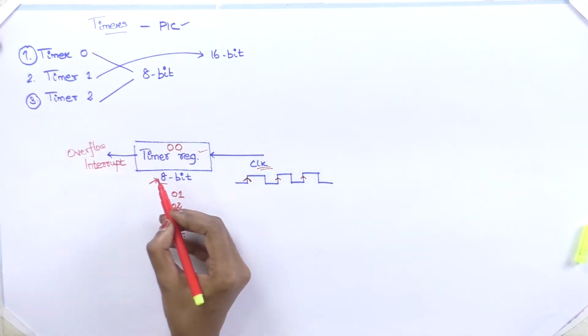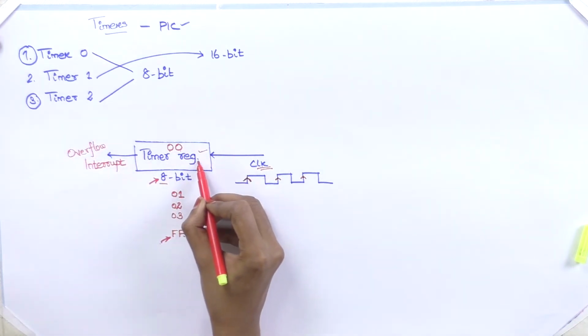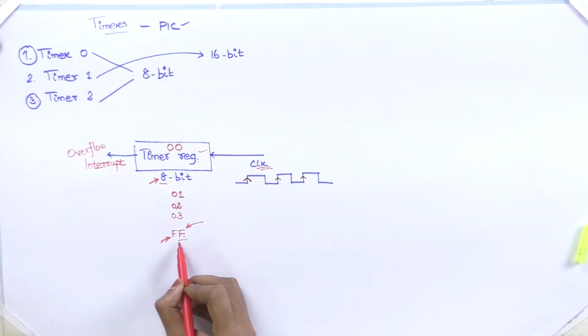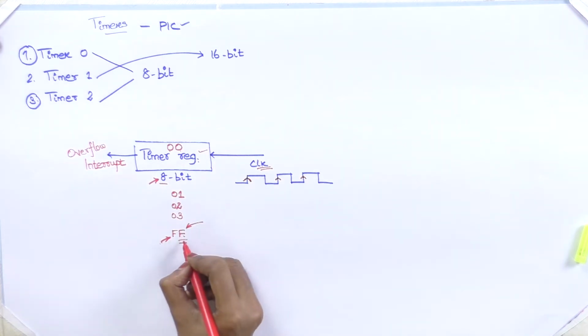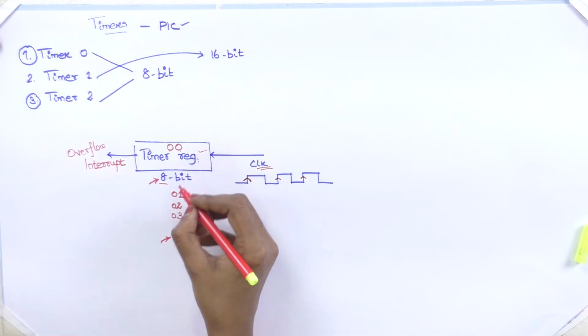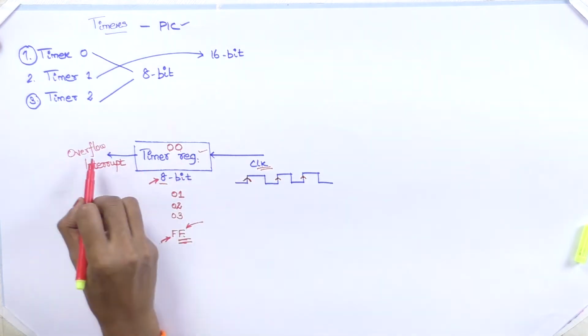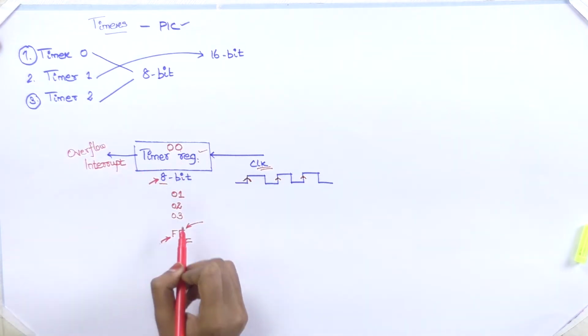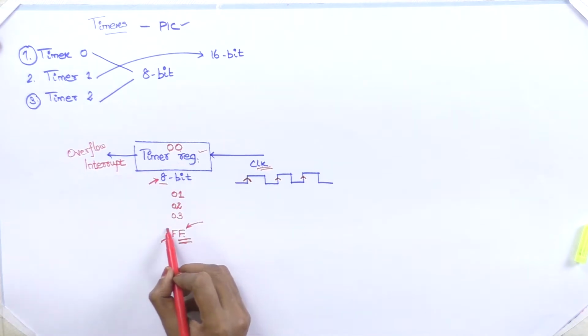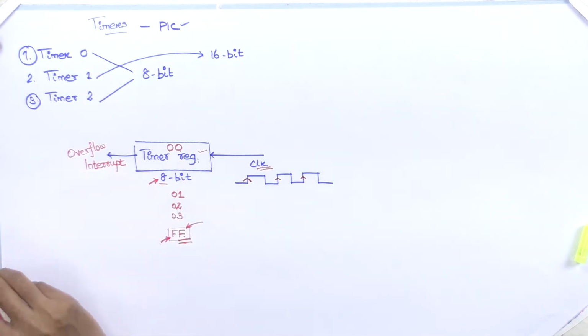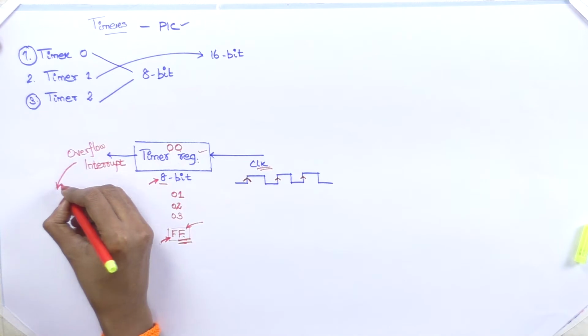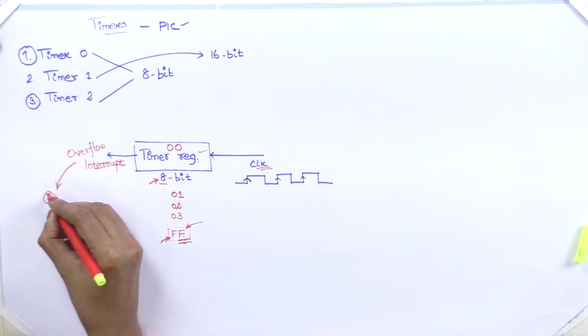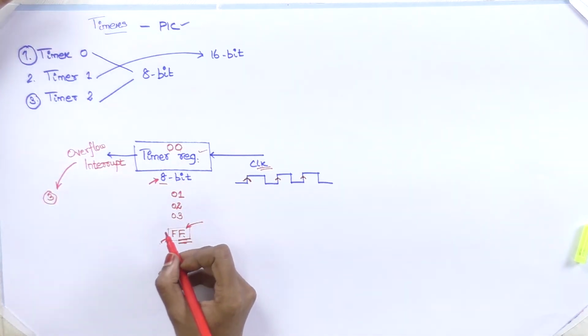So why overflow? The most value of this 8-bit timer register is FF. When it reaches the most value, it gets overflowed. Whenever it reaches the most value FF, an interrupt will be generated. This interrupt we can use for the three purposes that we have stated before, the purposes of timers.